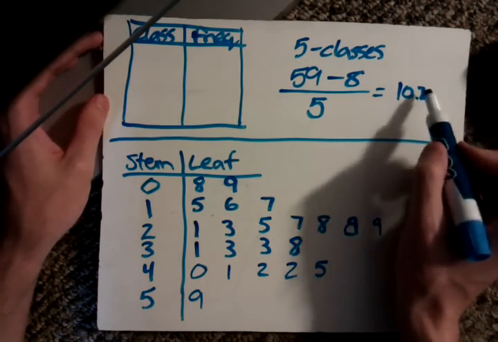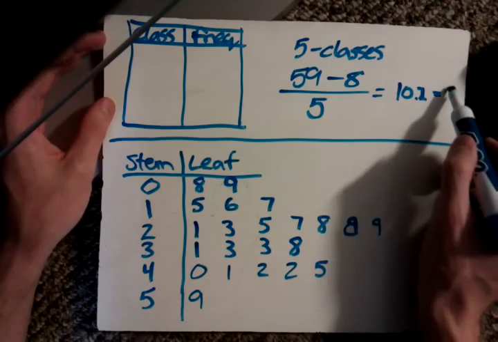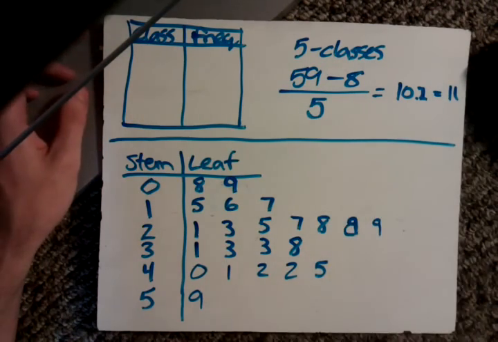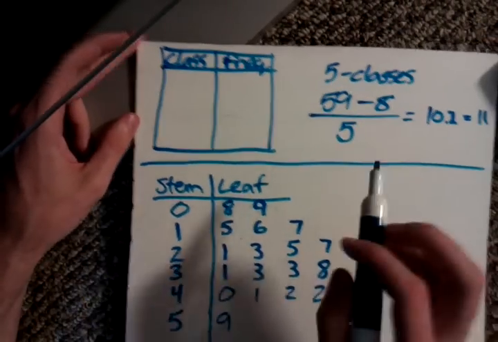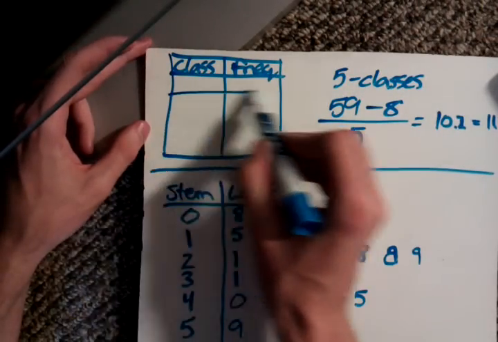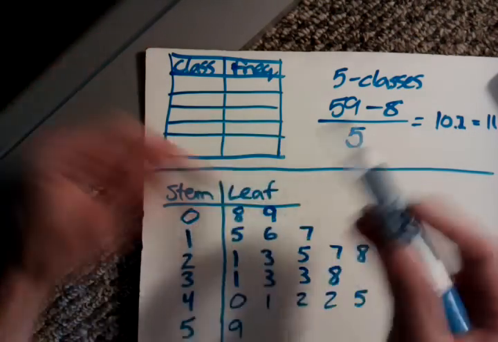And then we're going to round that number up to the nearest whole number. Even if it's already a whole number, we'd round it up. So we round up to 11. So the width of each of our classes is going to be 11 units. So we want to have 5 classes altogether: 1, 2, 3, 4, 5.